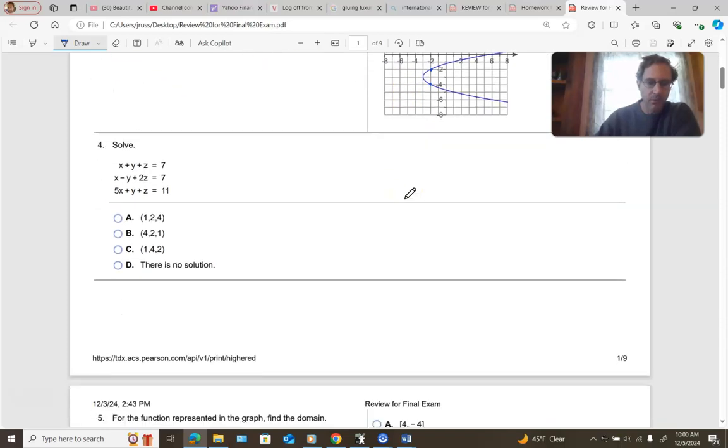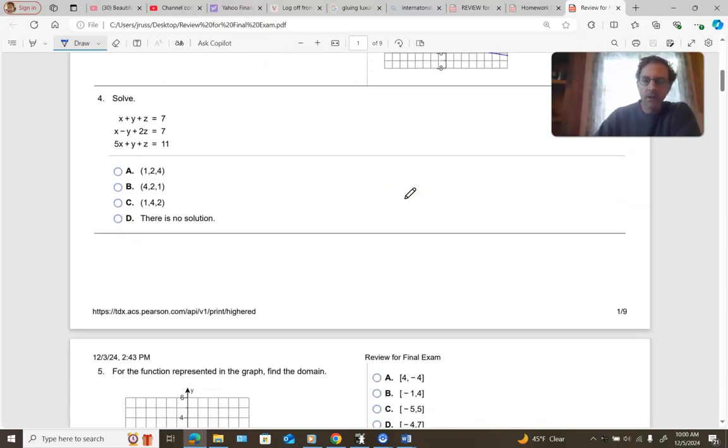Alright, example 4. With example 4, I could work this out the way I showed you in class, using the elimination method. Or guys, I can simply do this using matrices. So I'm going to kind of refresh you on that.